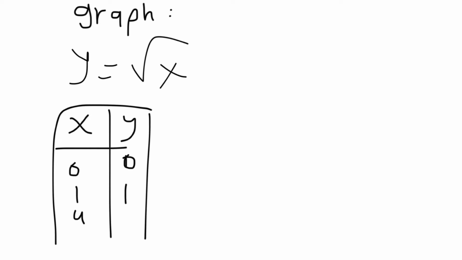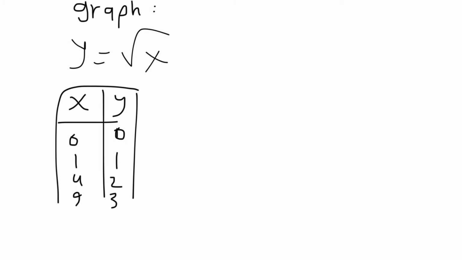Choose 4. The square root of 4, you get 2. The square root of 9, you get 3, okay? Of course, if you want to choose more values like 20, 25, 16, okay, you can choose 16 as well if you want, okay? Let's have more, no problem. Let's just have 16 as well. Okay, so now if you choose 16, this will be 4, okay?